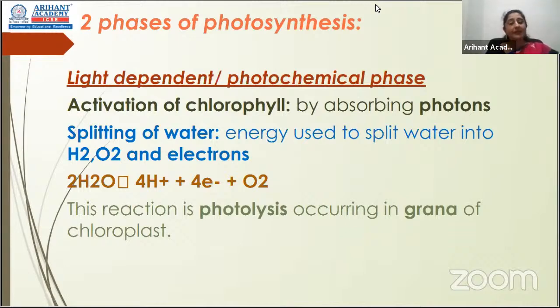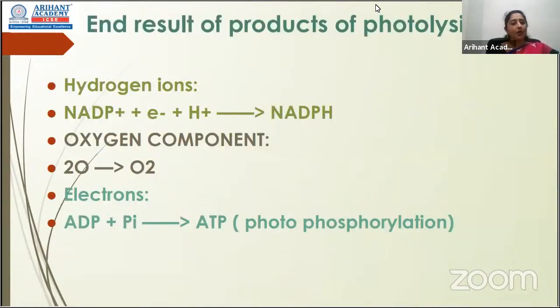And where is it occurring? In the grana of the chloroplast. So now we have products: oxygen, electrons, and hydrogen. Now let us see what is going to happen to all of them. Oxygen we have understood, that two atoms of oxygen combine, releasing as an oxygen molecule and helping aerobic organisms like us to survive. What happens to the hydrogen ion?